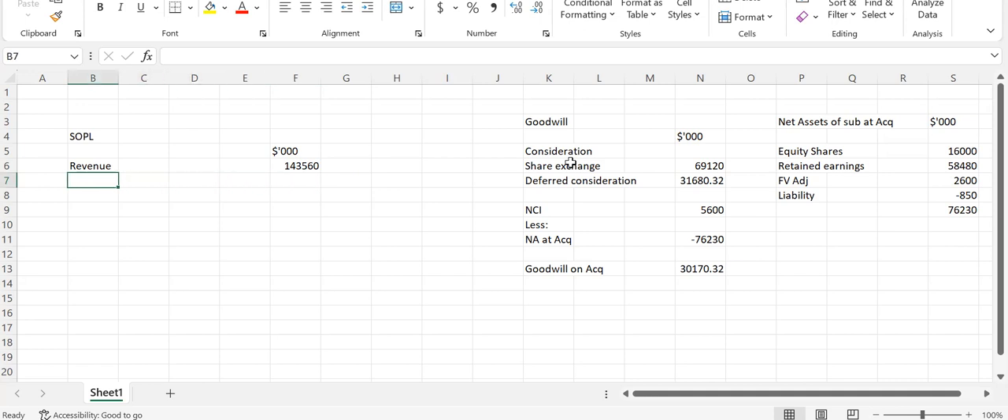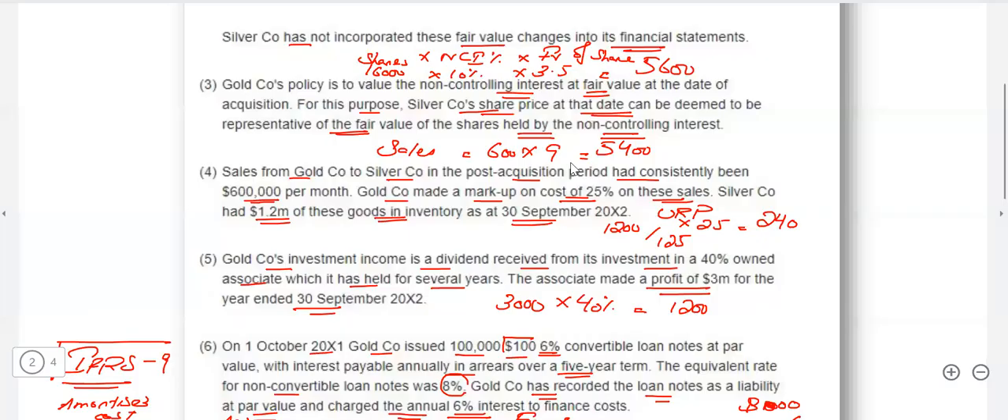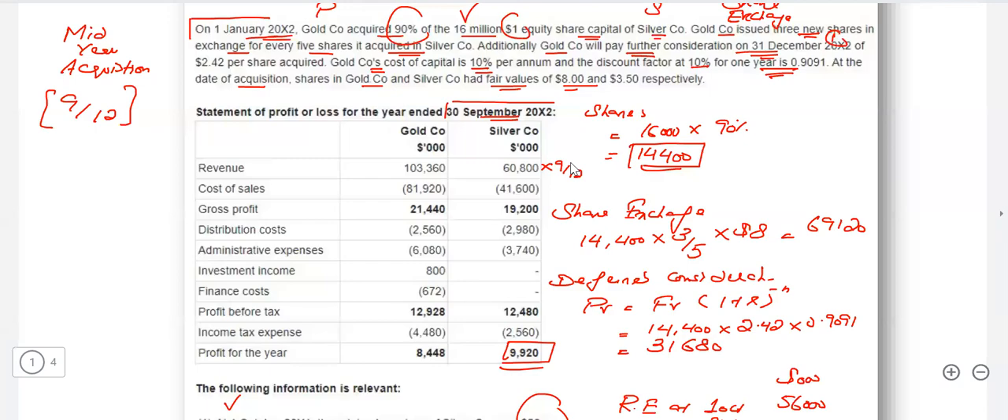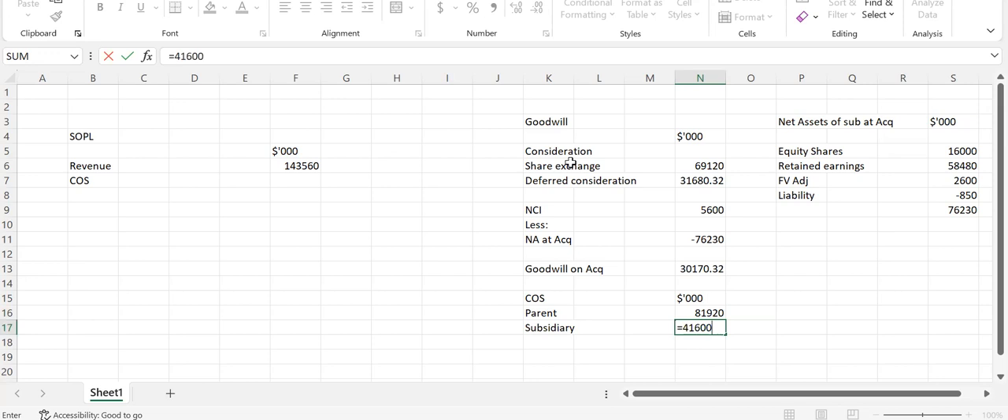Similarly, we have the cost of sales. If you feel there are a lot of things within the cost of sales, you can do a separate working for it. Otherwise, you can just show it in the cell as well. That's completely your choice. So the parent's cost of sales is 81,920. Now don't write parent, write the name of the company. The subsidiary is 41,600, but we need to take months by 12. Multiply by 9, divide by 12, so it is 31,200. Got it? Then we need to deduct the intra-group purchases.